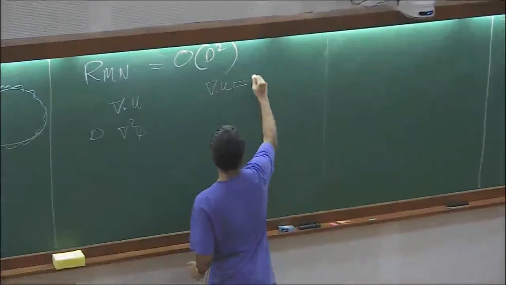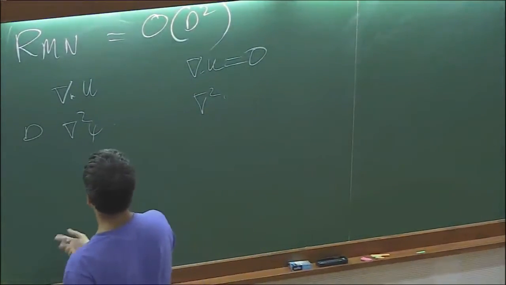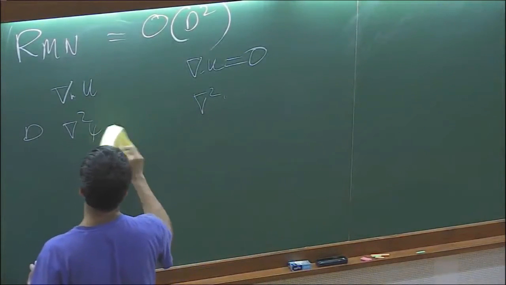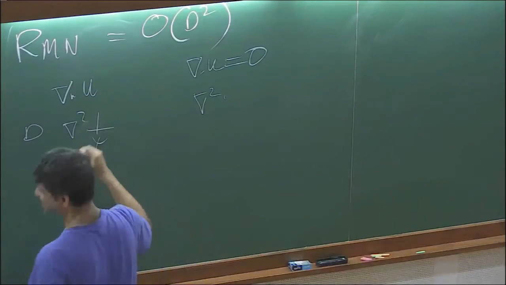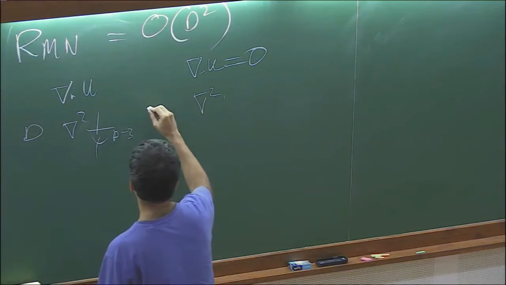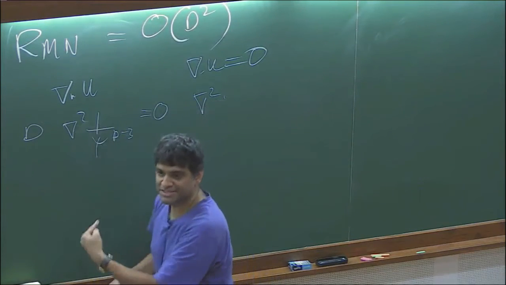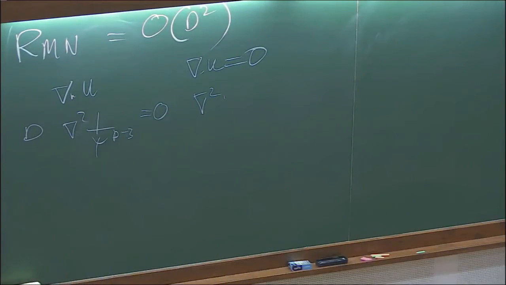Del dot u is equal to 0, and del squared of psi. Actually, the condition that we will impose is this. Del squared of psi is what it is in the black hole background. And the easy way of saying that is del squared of psi to the power d minus 3 is equal to 0. Because you know that in the black hole background, 1 over r to the power d minus 3 is a harmonic function. So del squared on psi is whatever you get to make 1 over psi to the power d minus 3 harmonic. Okay?